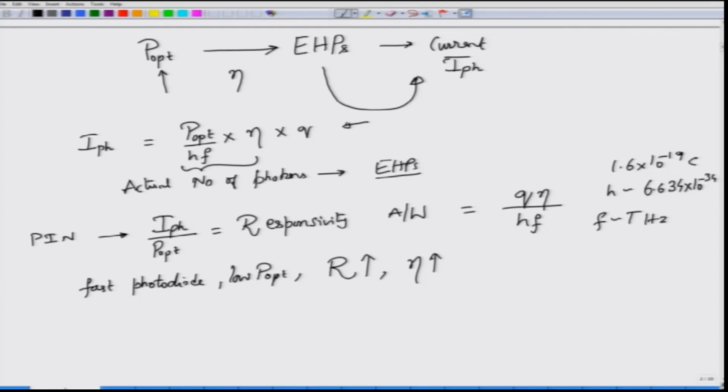So, with this basic idea of a photodiode, we will stop in this module. In the next module, we will actually consider the materials that are used and talk about the two structures of the photodiode.